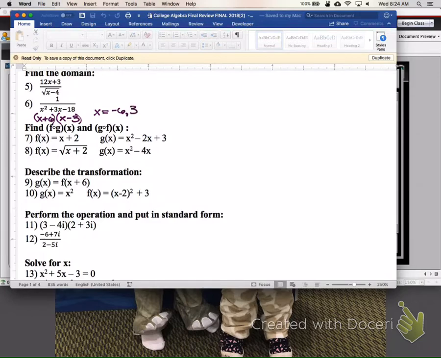So remember, how do you leave those out of a domain if I can't use negative 6 and 3? I go from negative infinity along to where? Negative 6. I skip over negative 6 and go on to where? 3. I skip over 3 and keep going to infinity.